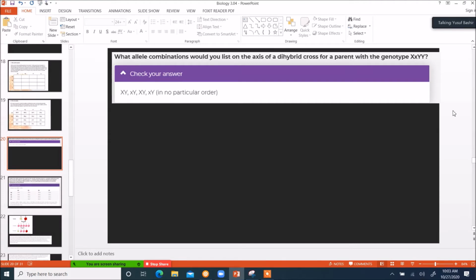But I don't understand this question. Basically, you see this: what allele combinations would you list on the axis? It's the same thing as the example. How many answers should we get, like 16 or 4? It depends on what parent. One parent with the genotype. Yeah, this is just for one parent.